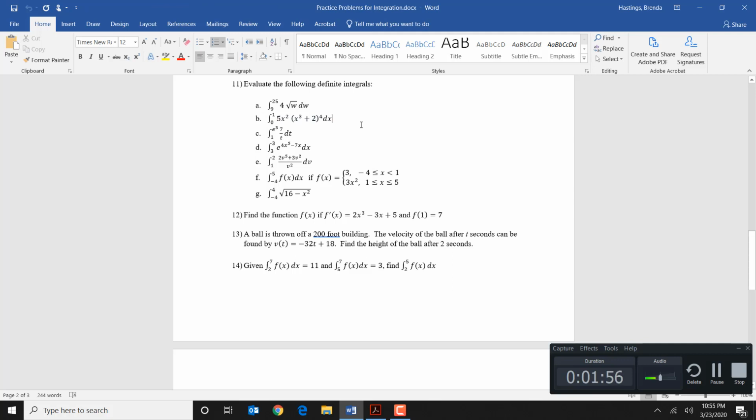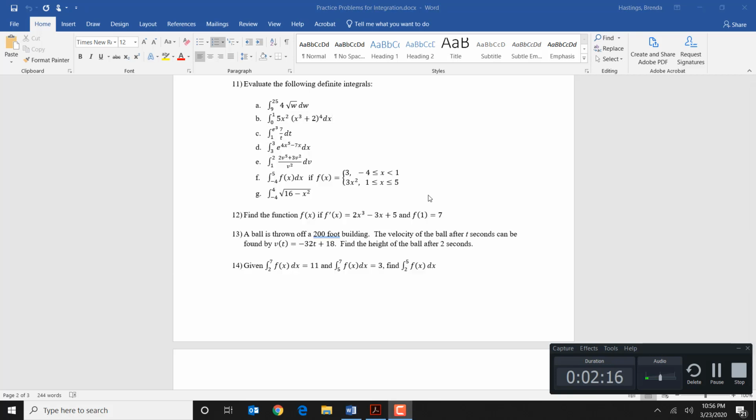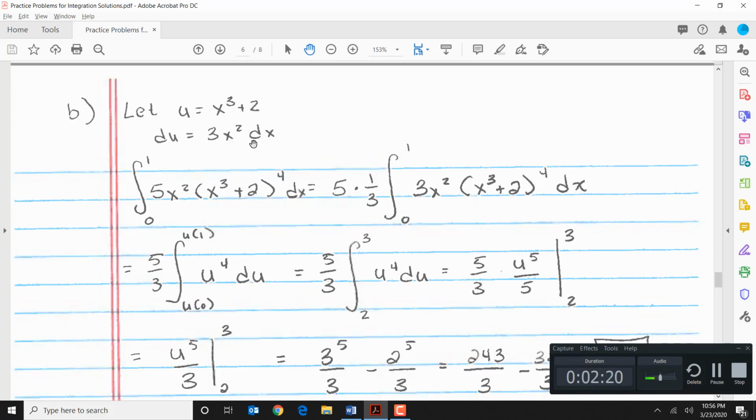Remember our rule of thumb, we want to choose whatever is either being raised to a power, has higher powers, is under a radical, is the exponent of e, or is in our denominator, and choose that as u and give that a shot. So here I'm going to choose u to be that x cubed plus 2. So when I choose that x cubed plus 2 as u, then my du is going to be 3x squared dx.